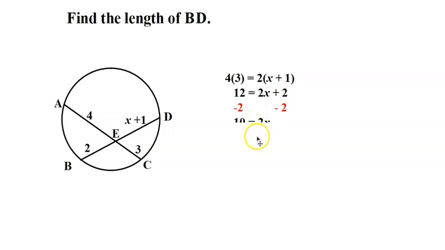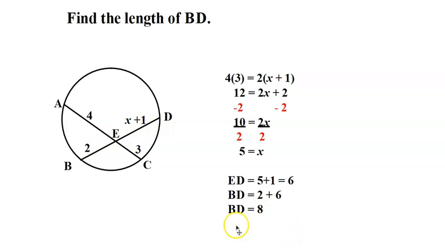Subtract the 2 from both sides. Gives you 10 equals 2x. Divide both sides by 2, and you get x equals 5. But it doesn't ask us for x. It asks us for the length of BD. Well, x is part of ED, so let's figure out ED. ED would be 5 plus 1, plugging in 5 for x. So ED is 6. So BD is 2 plus 6, BE plus ED. And so BD is 8. All right, and that's pretty much it.